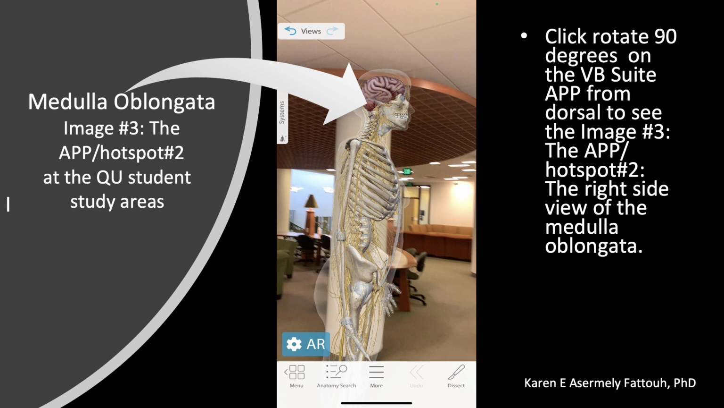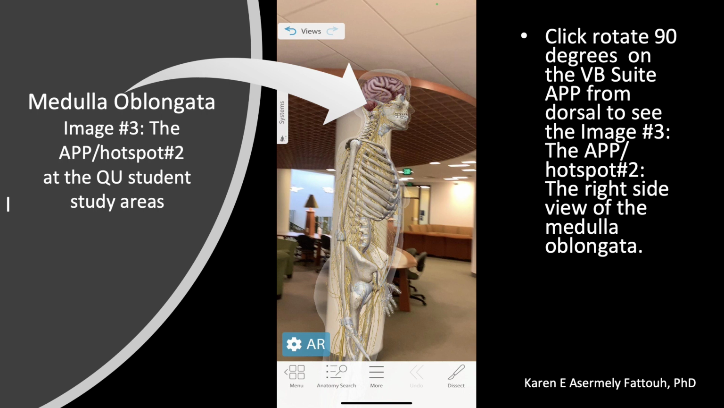Then in the same image, in the student study area on the 3rd floor of the medical school outside the library, which is a physical environment, this is image number 3, and this is the second hotspot. In the app, I clicked the image.